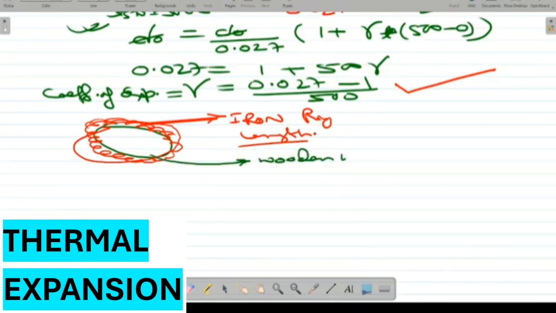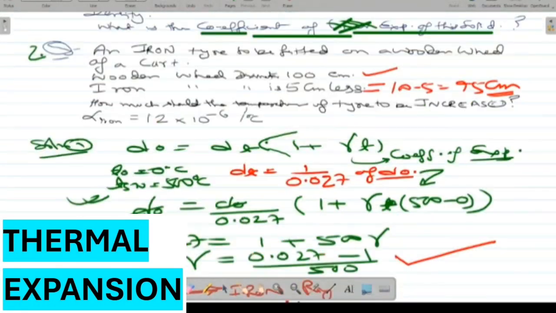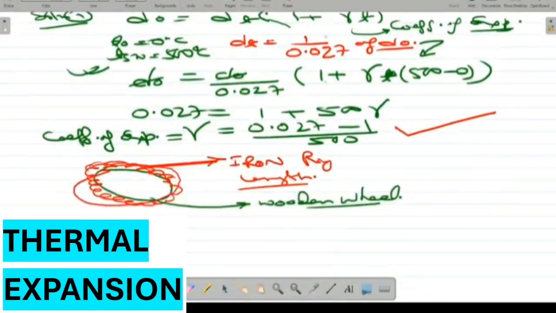Wooden wheel. Right, students. So here we know what we have to calculate. Let us see. An iron tire is to be fitted on the wooden wheel of a cart. Wooden wheel diameter 100, iron wheel diameter 95. How much should the temperature of the tire be increased? So we need to identify T, where alpha, the coefficient of linear expansion, is given as 12 into 10 to the power minus 6.